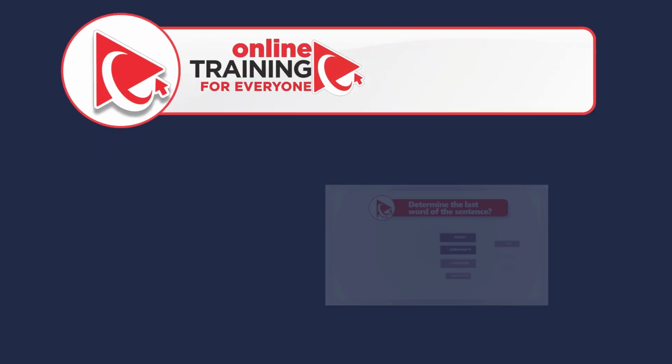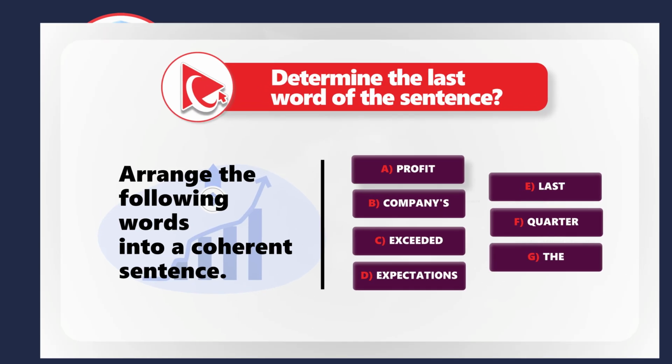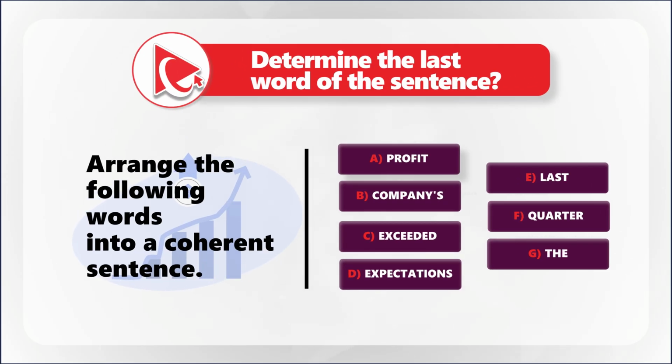Here's a very interesting question where you're presented with 7 words and you need to determine the last word in a sentence. The words are profit, companies, exceeded, expectations, last, quarter, and the. You need to arrange the words into a coherent sentence and determine the last word in the sentence. Take a close look to see if you can come up with the solution.